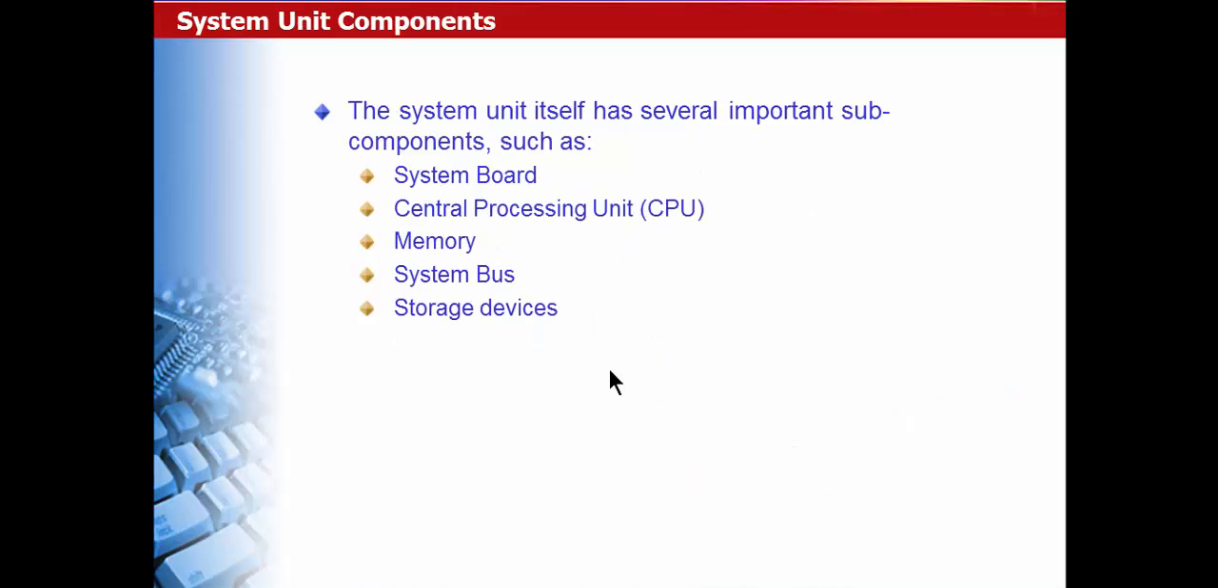And then we have the system unit itself, which has several sub-components in it. They are mainly the system board, the central processing unit, memory, which as we have just discussed is nothing but RAM, a system bus, and a storage device. Okay, so these are the main components inside the system unit.